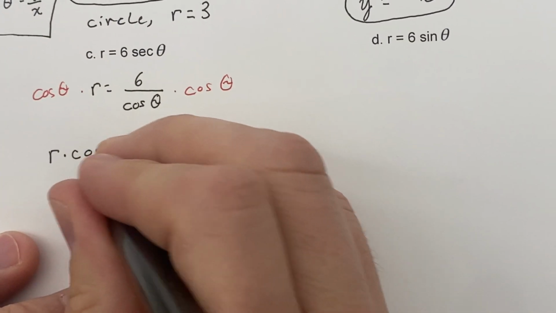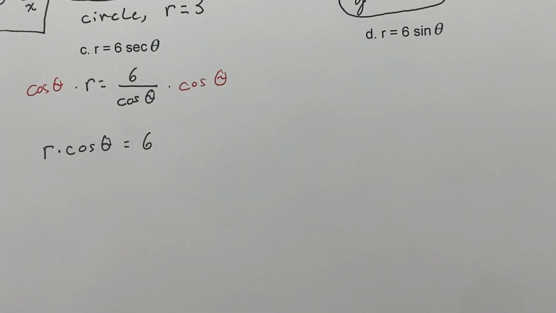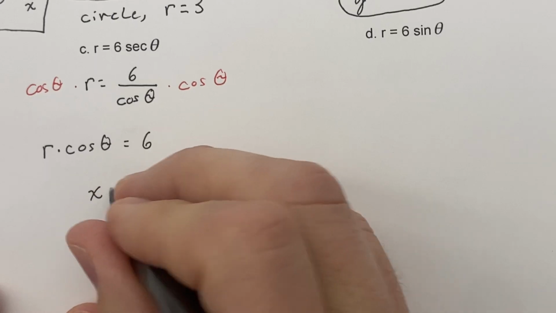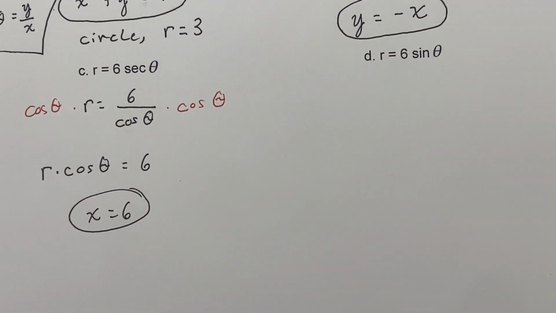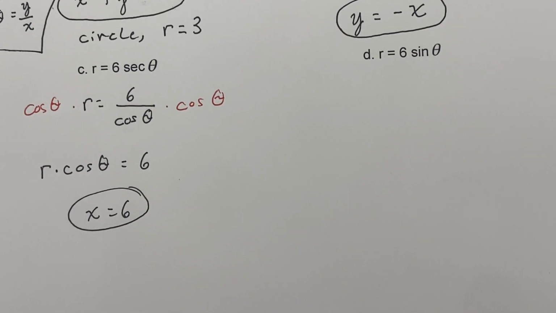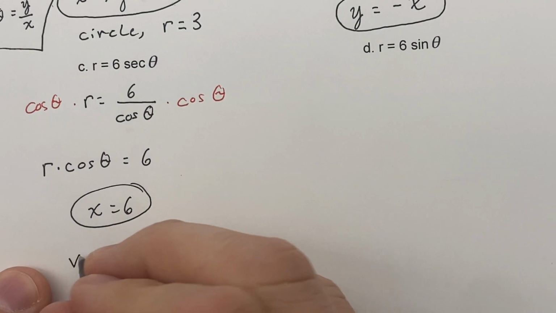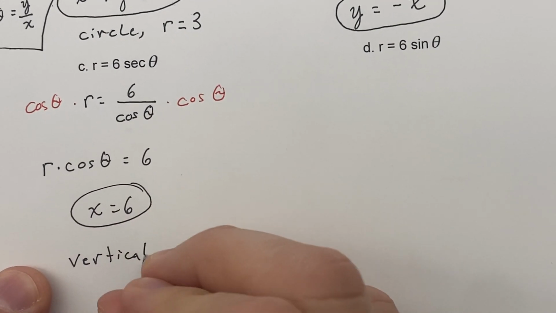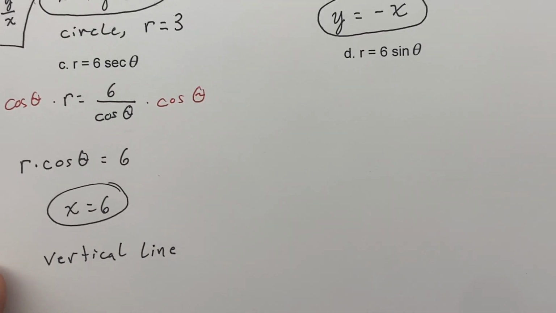R times cosine of theta is equal to 6. And what was R times cosine of theta equal to? What's x equal to 6? Vertical line. Obviously going through 6, you know that.